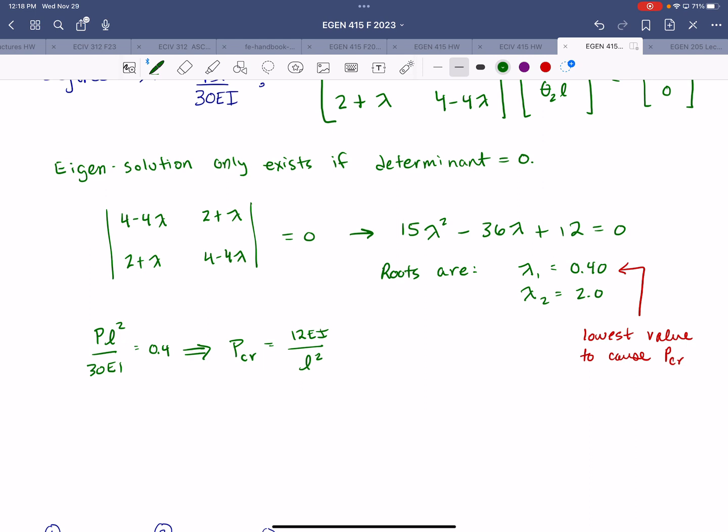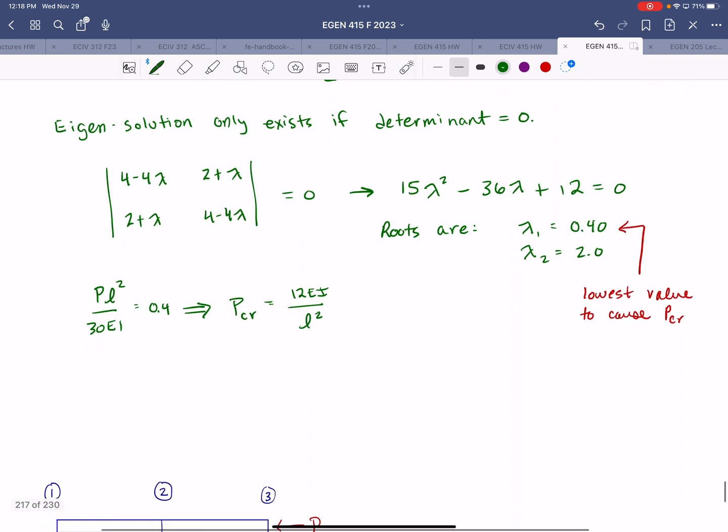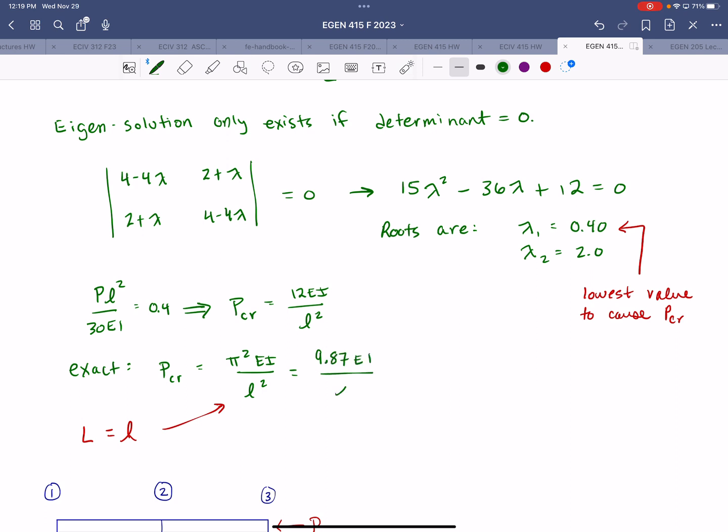Let's compare that to what we know to be the exact solution for a simply supported beam with axial load only. The exact solution, which we found in the last lecture, is pi squared EI over L squared. Right, and I'm using the lowercase l here because that's what we're using for the element length. In this case, the full beam length is equal to the element length. So this comes to, in numbers, 9.87 EI over L squared.